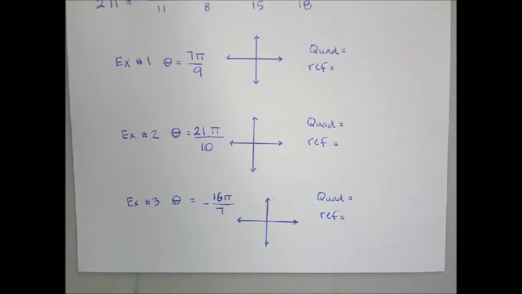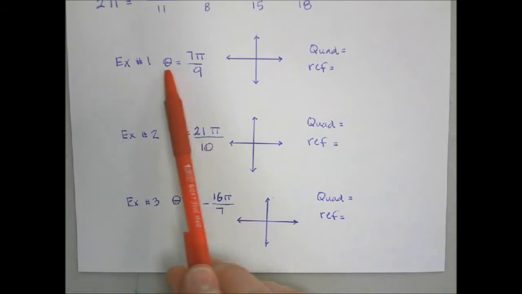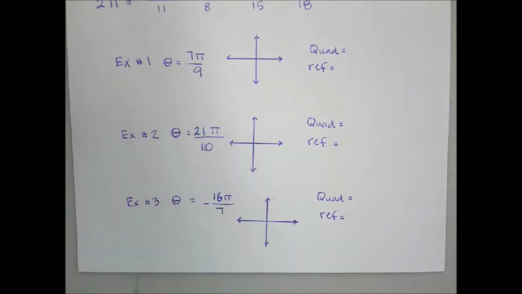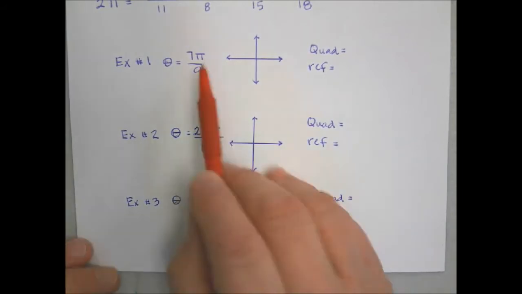Okay, let's do a few examples that would take you through problem 18 on the worksheet. Example 1 says, what if you had an angle of theta equals 7 pi over 9? Where would that be? Let's draw the terminating ray. Where would the reference angle be? What quadrant would it be in? So 7 pi over 9.